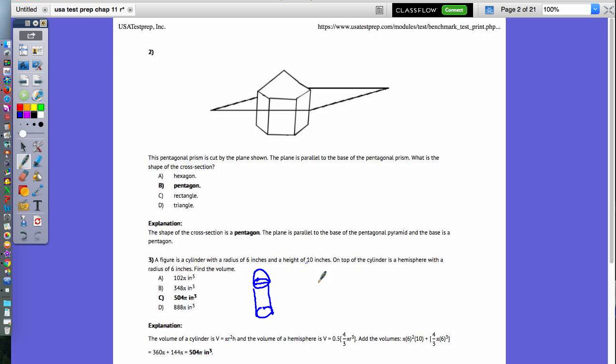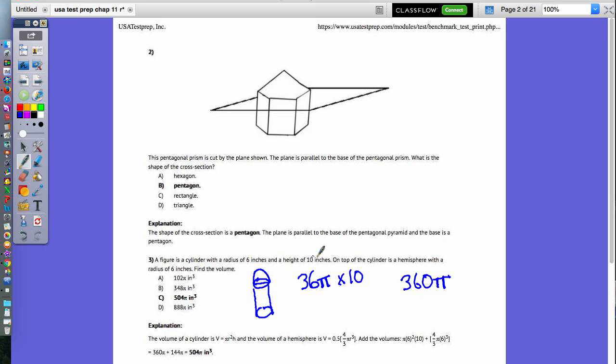So the radius squared is 36 times pi. Radius squared times pi is going to be 36 pi. That's the area of the base times the height, which is 10 inches, which gives the cylinder a volume of 360 pi.